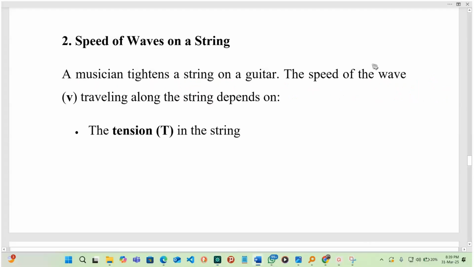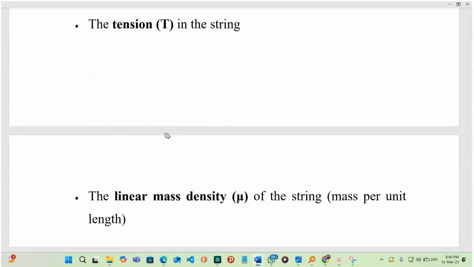So problem number 2 says a musician tightens a string on a guitar. The speed of the wave V traveling along the string depends on tension T in the string and then linear mass density nu of the string. And they are telling us that the linear mass density nu of the string is mass per unit length. So they have given us a hint of determining this nu.